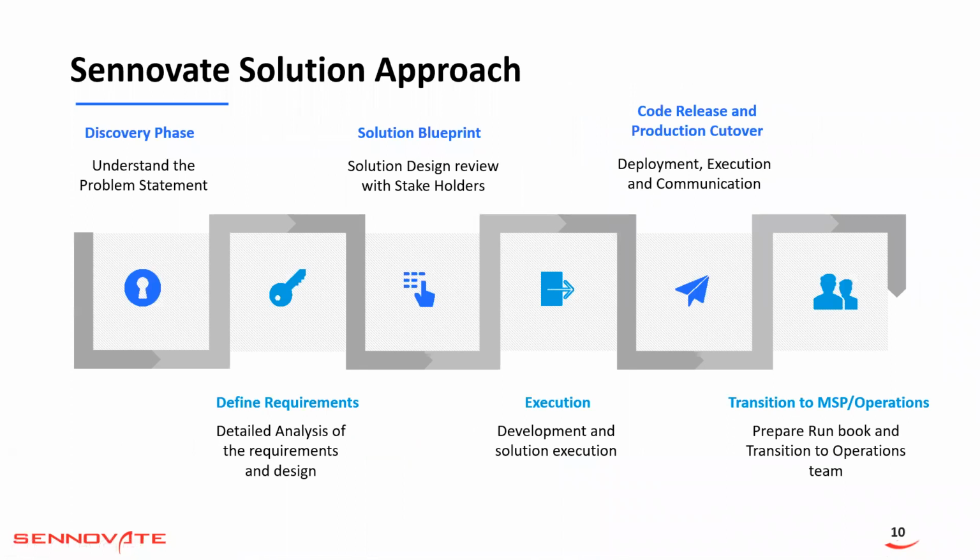All right, so this is our solution approach. We talked about our execution model, and in this one we understand how we interact with the customers, where we start and how we end. It's more like the discovery phase. We will do a 101 type of workshop with the customer's key stakeholders or SMEs to understand their requirements, what problem they are trying to achieve, and where the landscapes are.